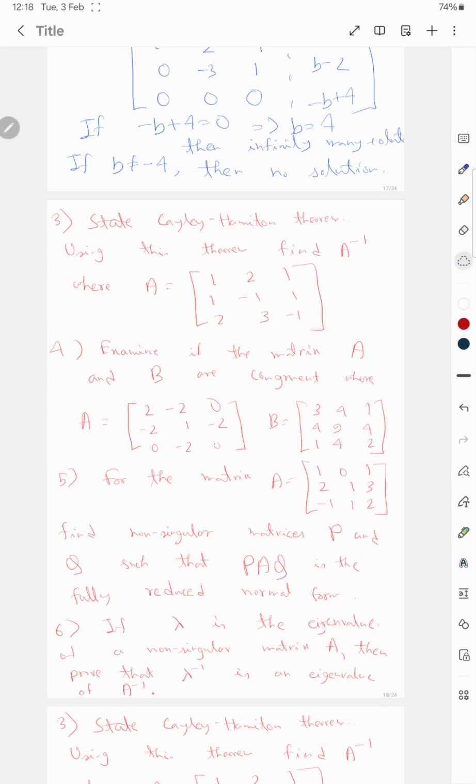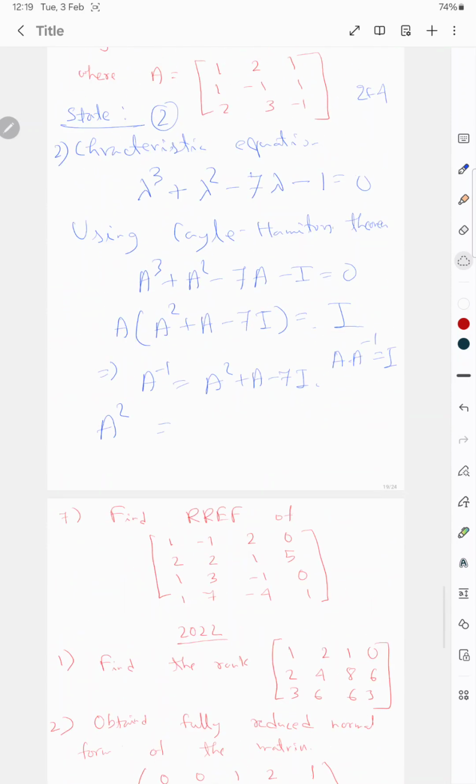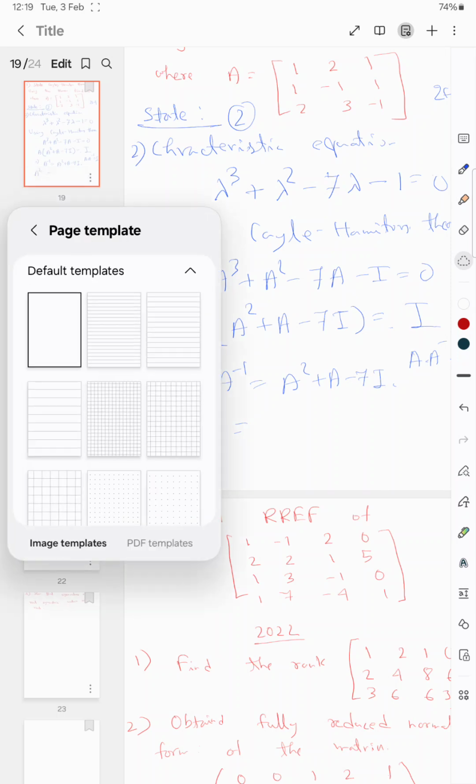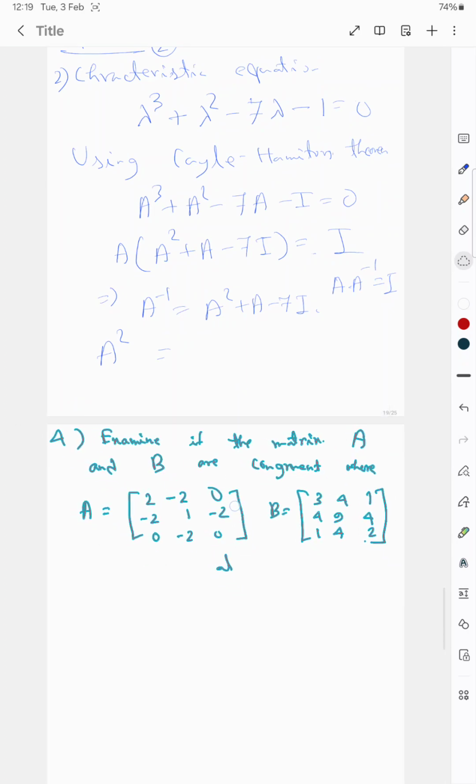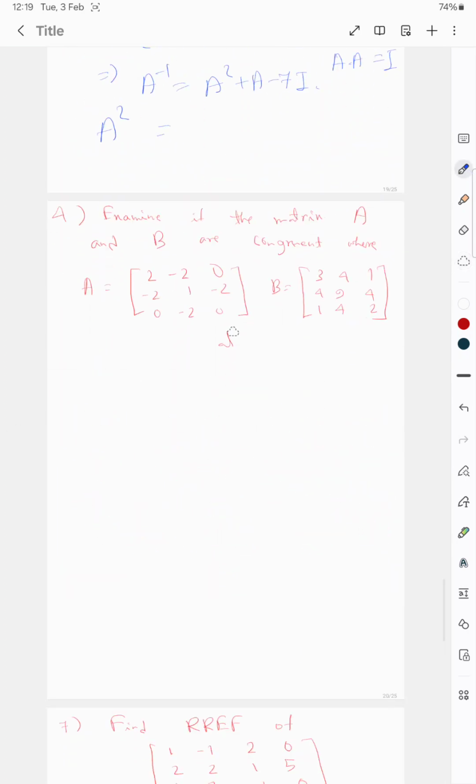Next one, now this part I think we have not discussed yet. So for the congruence type, whatever operation you are doing on the rows, you have to do the same for the column also. Okay, so for example, you have to check whether this is congruent or not. So first we will try from the A matrix, that is this one: 2 minus 2 0, minus 2 1 minus 2, 0 minus 2 0.